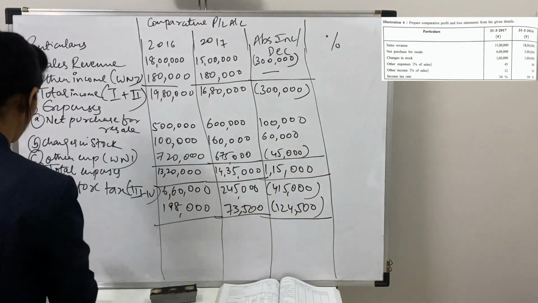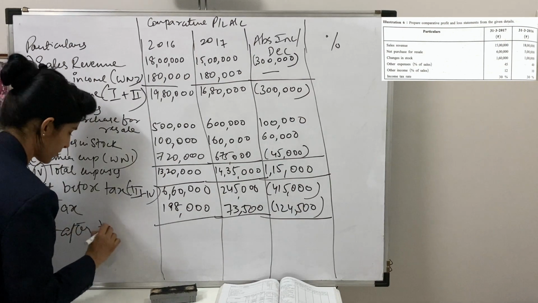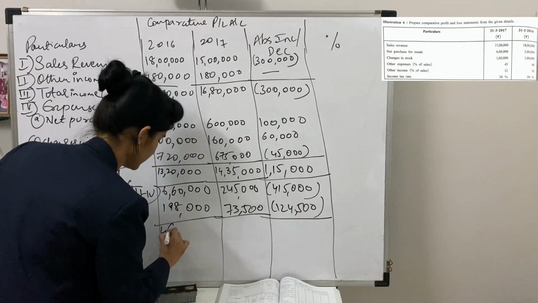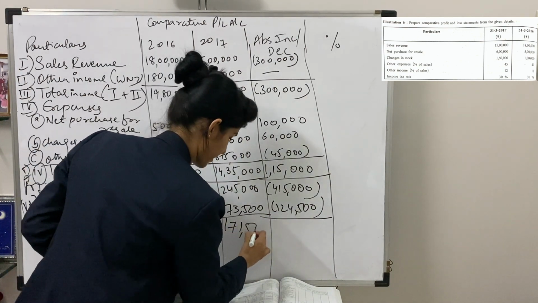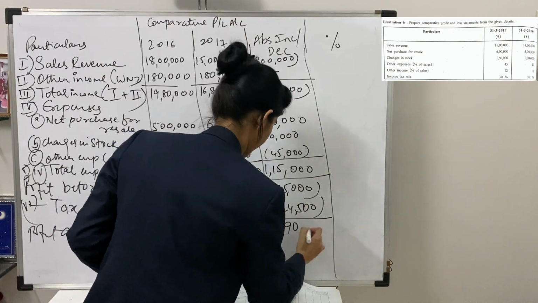Now here we will get profit after tax, your final figure. Now profit after tax is your 4,62,000. It is 1,71,500. This is your 2,90,500.